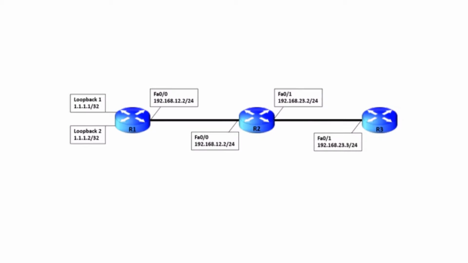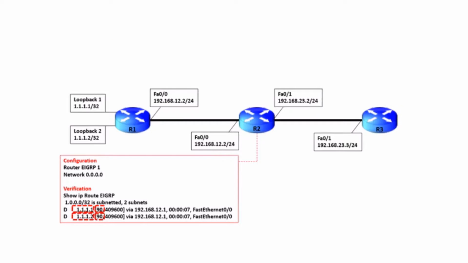On router R1, in EIGRP configuration, the network 0.0.0.0 command will bring both the loopbacks and interface Fa0/0 into the EIGRP domain. The same configuration will be done on router R2. The output of show ip route eigrp shows both loopbacks advertised as internal EIGRP routes with an AD of 90.